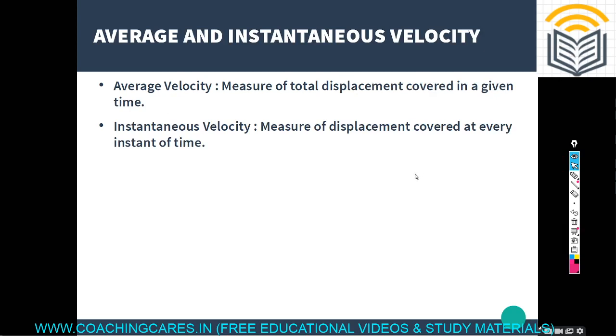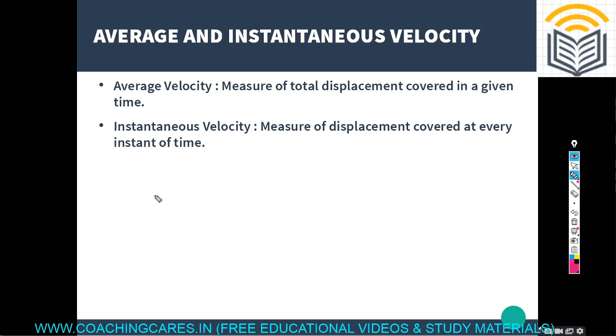Now let us take one more term, instantaneous velocity. Average velocity is the total displacement covered in a given time, and instantaneous velocity is the measure of displacement covered at every instant of time. So you can understand it in that way.